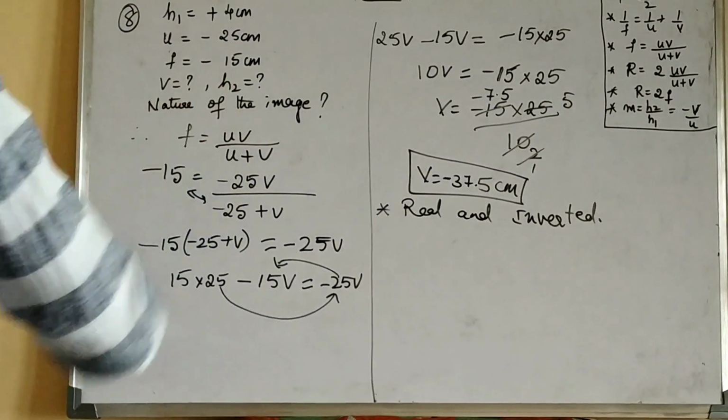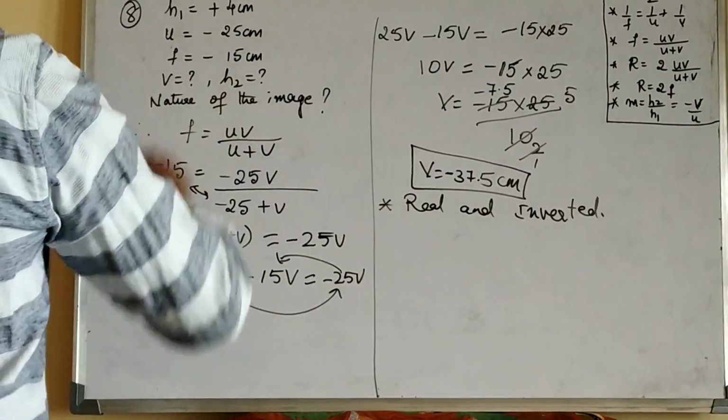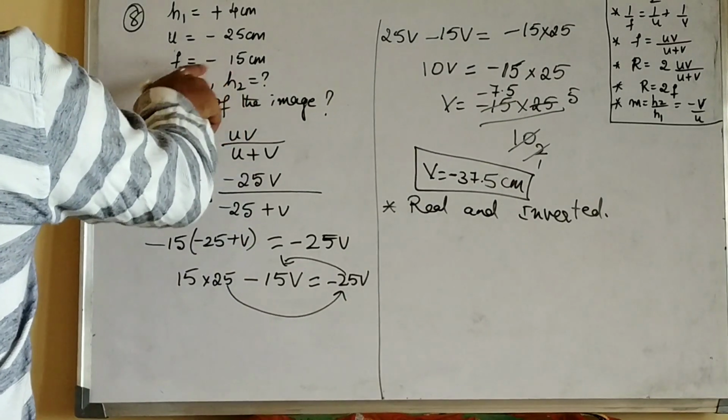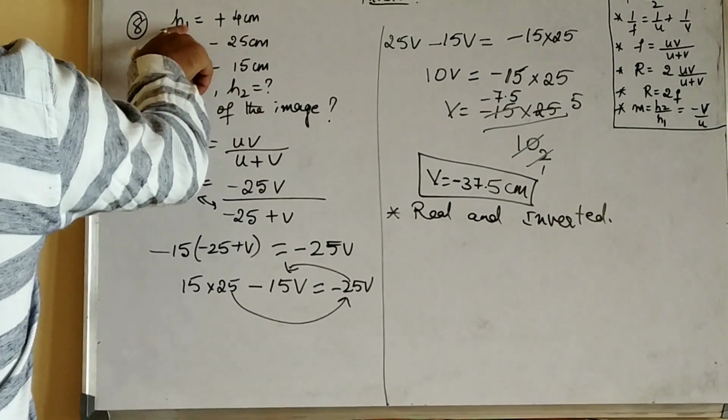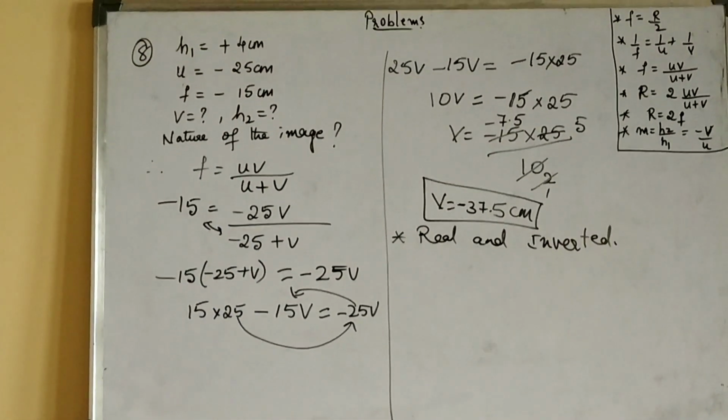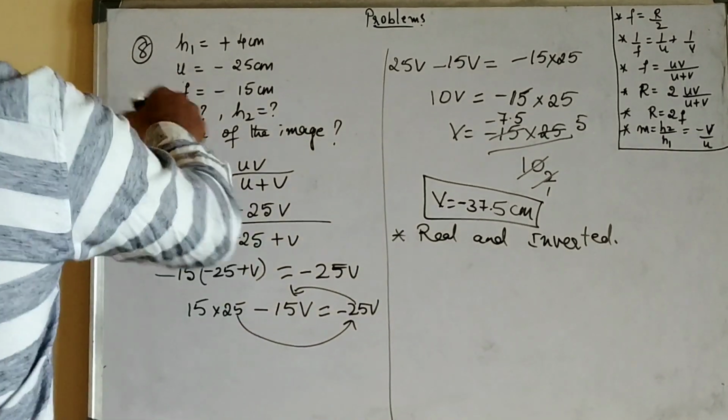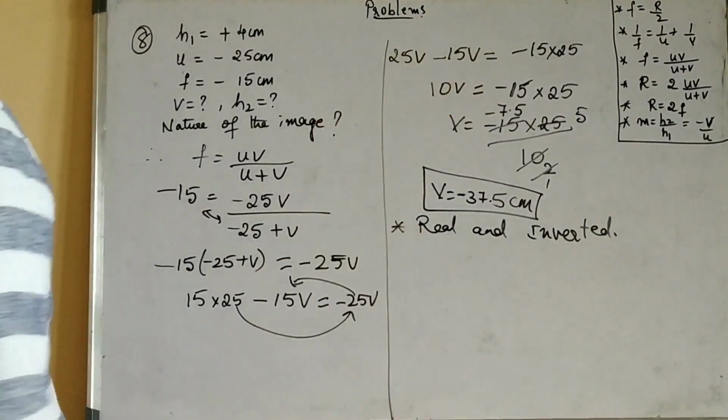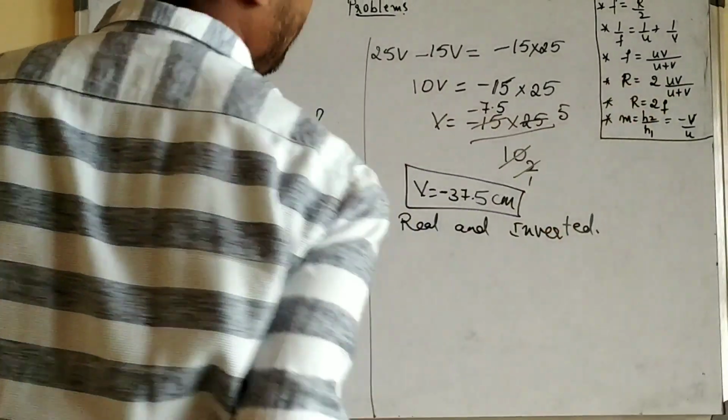Next you have to find out h2, that is the height of the image. You have the height of the object given. Then you have u and v. Equate the ratios in the magnification formula.